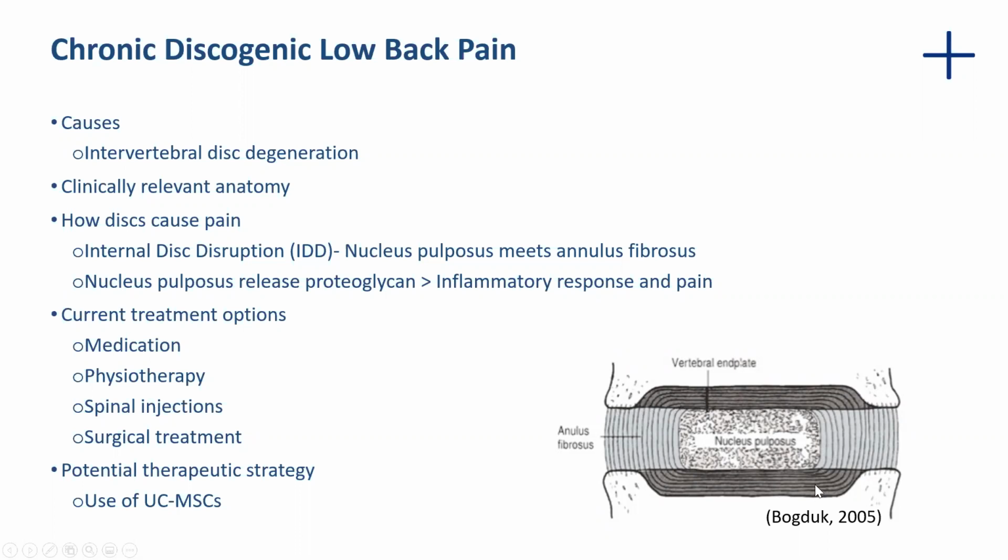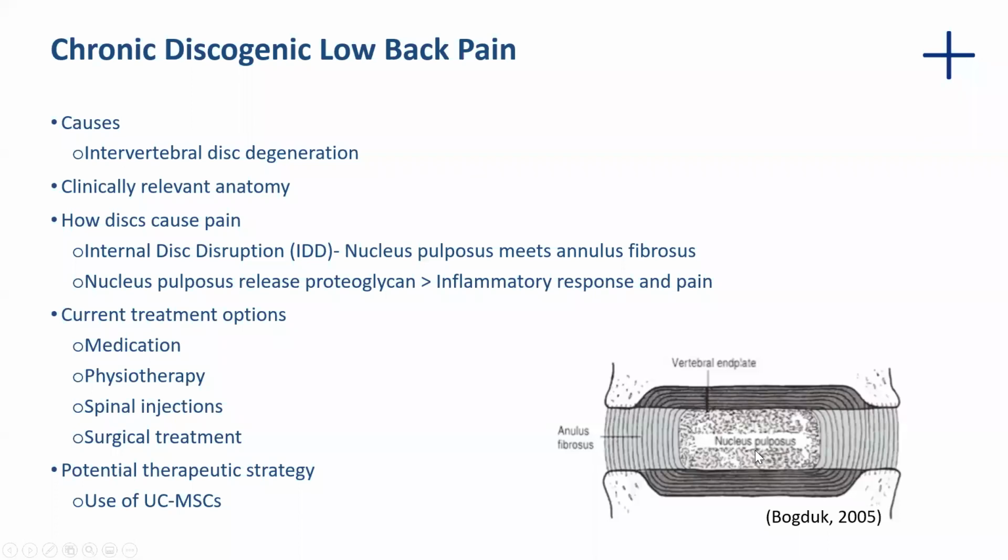The nucleus pulposus is devoid of nerves. However, the outer third of the annulus contains nerve fibers. One type of discogenic disorder is called an internal disc disruption, which occurs when the disc tears or cracks, allowing the nucleus pulposus to meet the annulus fibrosus. When this happens, a chemical called proteoglycan may be released from the nucleus pulposus.